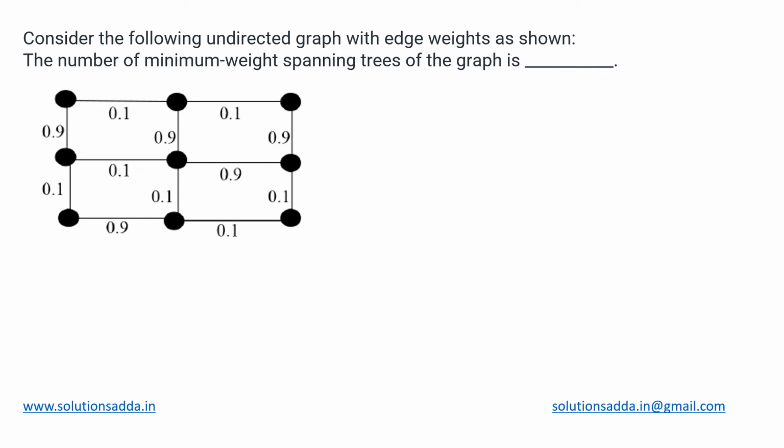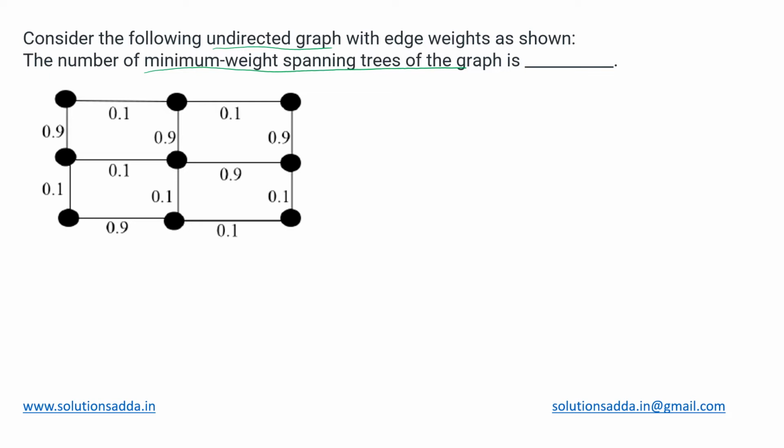Algorithms question: we have been given an undirected graph having these edge weights as shown in this figure. We have to determine the number of minimum spanning trees existing for this graph. Since all the edge weights are not distinct, it will definitely have more than one spanning tree. But how many?